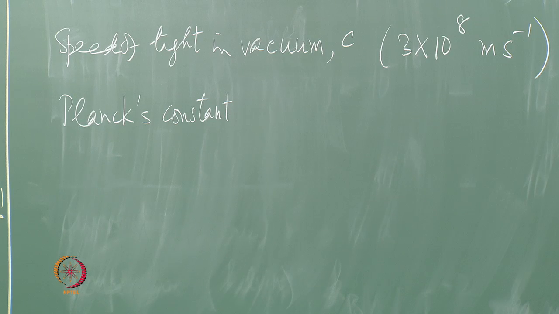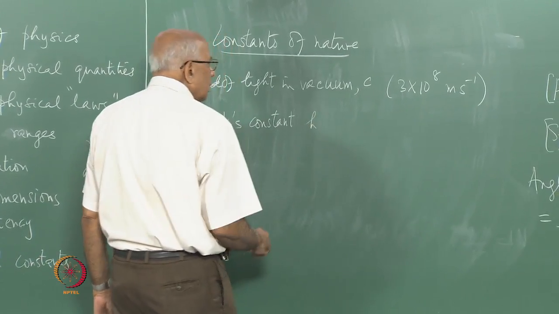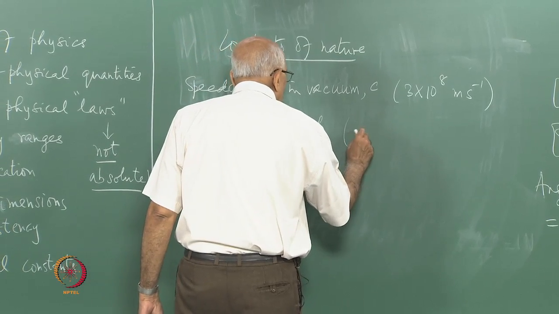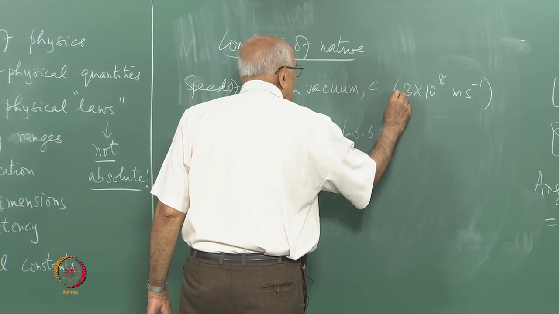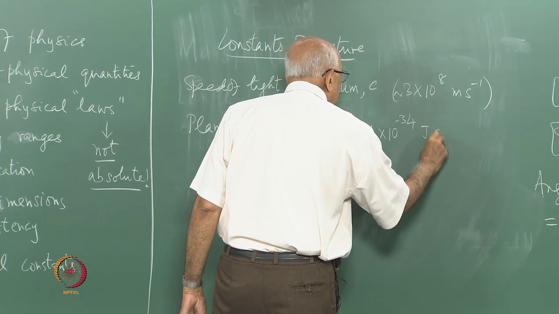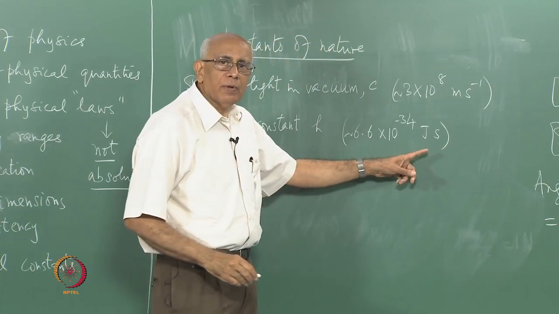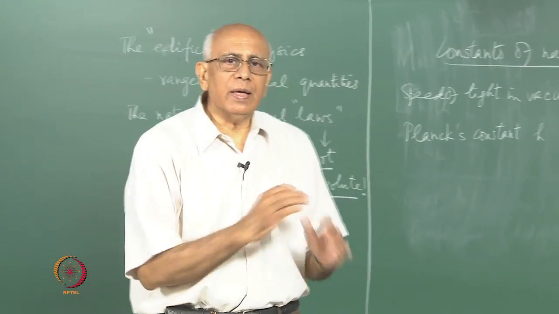Sometimes called Planck's quantum mechanical constant or quantum constant. This constant is denoted by the symbol h, which has a value of the order of 6.6 times 10 to the power, all approximate, 10 to the minus 34 joule second. Now joule is the unit of energy, and you have to tell me what the physical dimensions of energy are.